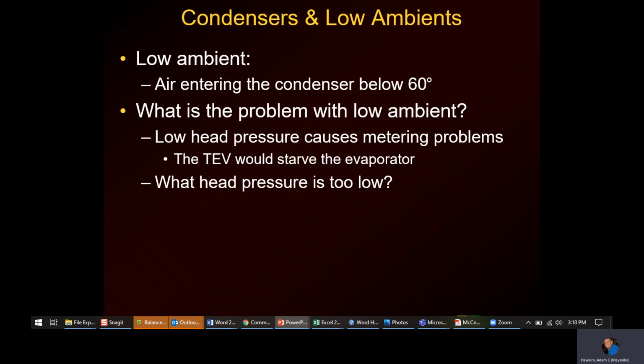A lot of manufacturers will recommend that if it's 55 or below, even when you set charge, even if it's in heating or whatever, you come back when it gets above 60 or so, and you set your charge and make sure everything's right.